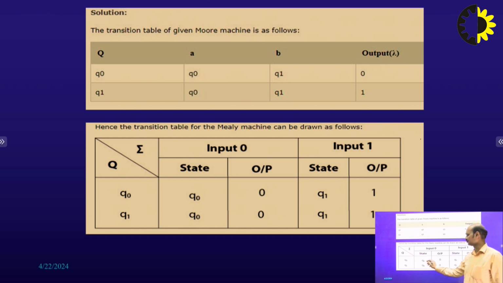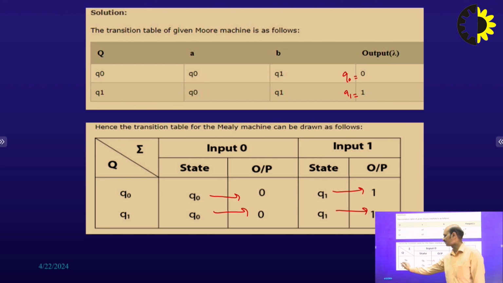What is the output of Q0? That is 0. We extract here that Q0 is equal to 0, Q1 is equal to 1. So we write that Q0 is 0, then Q0 is 0, Q1 is 1, then Q1 is 1. And Q0 is the initial state, so we represent it with an arrow as the initial state.